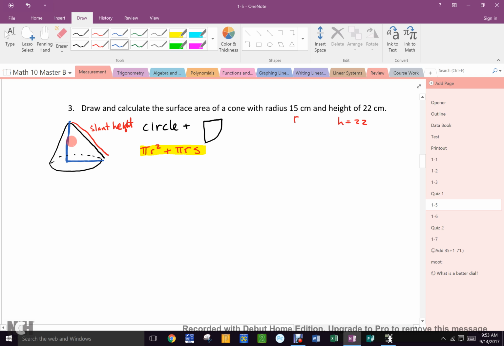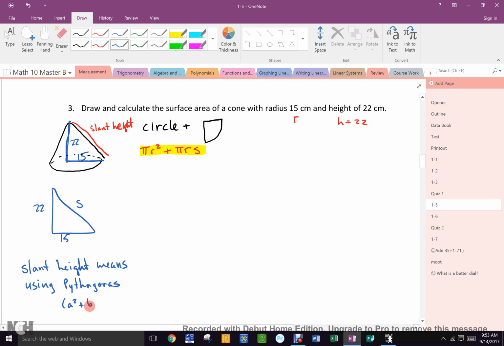What's the height? Read the question. What's the height of this cone? 22. What's the radius? 15. So now I have this triangle, 22 and 15, and I need this side. So in my notes, I'm going to write down right now, slant height means using Pythagoras. And a great many of you don't know what Pythagoras is, so I'll write it out as a squared plus b squared equals c squared. If you need a slant height, you got to do that.